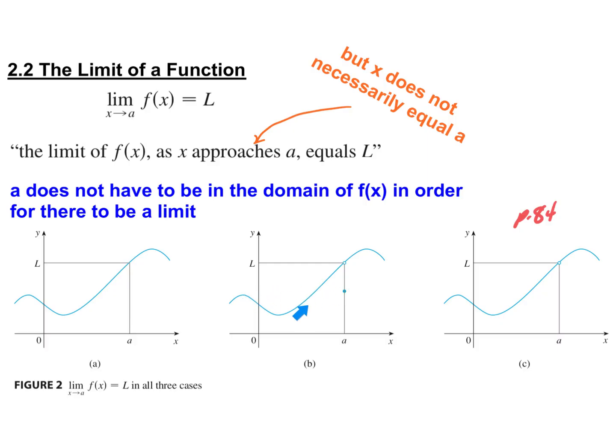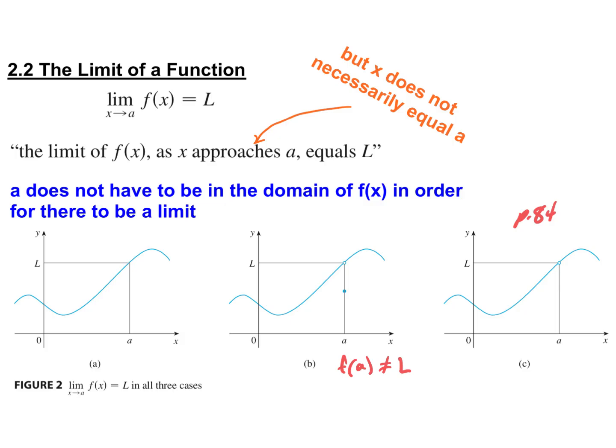But if you notice, this function from the left approaches L. It doesn't ever actually get to L. And from the right, it approaches L. Again, it doesn't ever actually get to L. That's why there's a hole there. But in all 3 of these cases, the limit is L. So f of a does not equal L. It's something else. But the limit is still L.